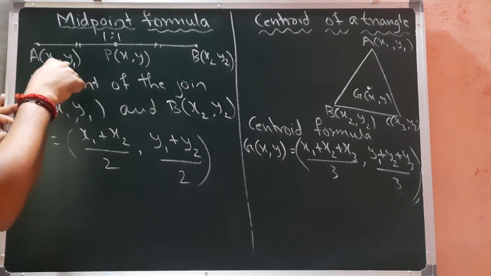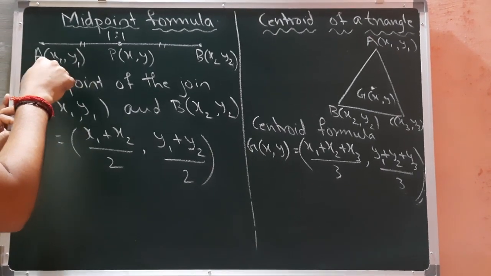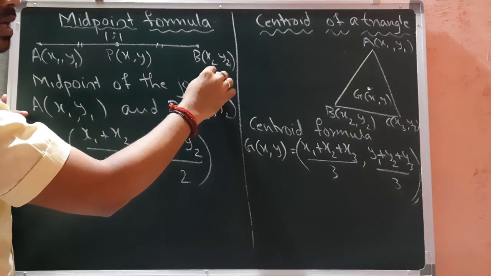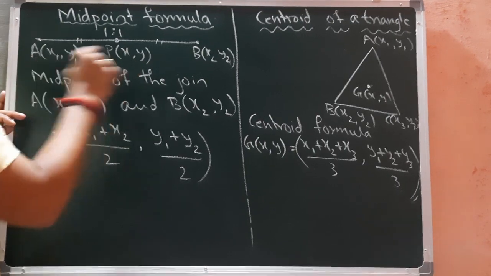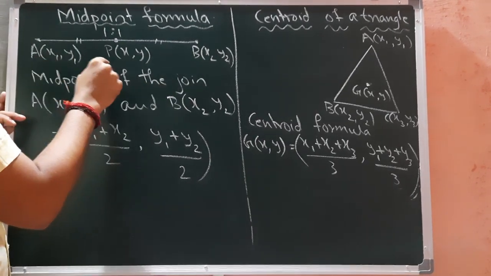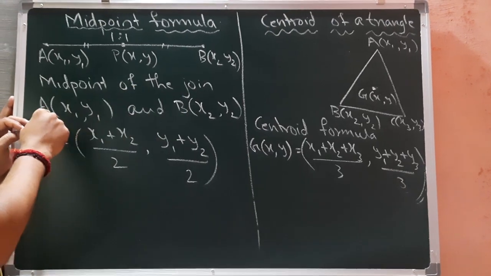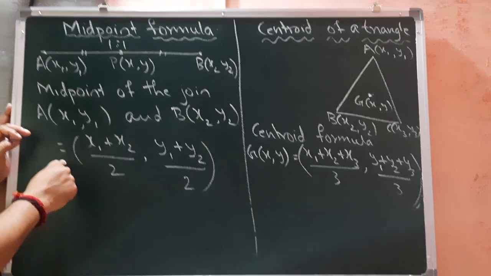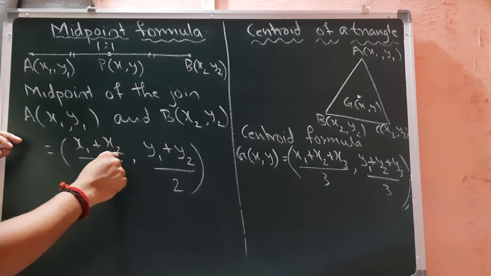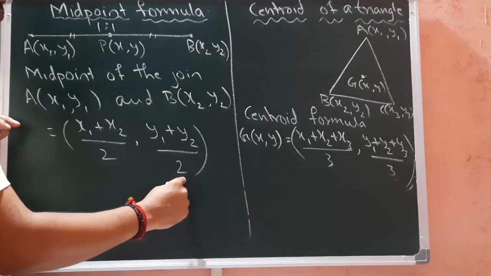Line segment AB is there. The coordinate of A is x1, y1 and the coordinate of B is x2, y2. Now here P is the midpoint of line segment AB. So the midpoint of the join of A (x1, y1) and B (x2, y2) will be equal to (x1 plus x2 upon 2, y1 plus y2 upon 2).